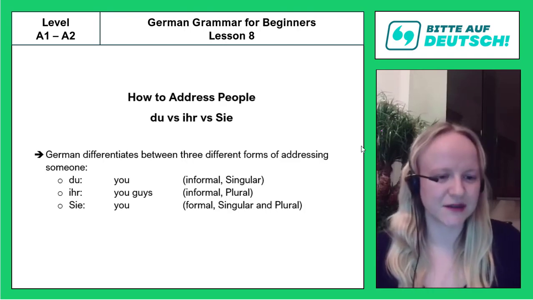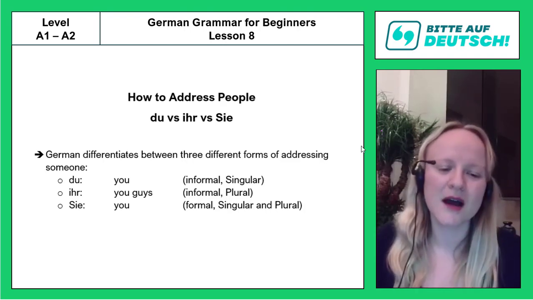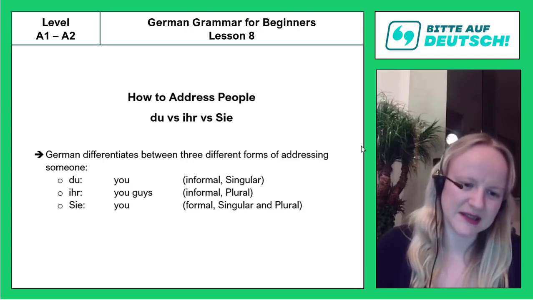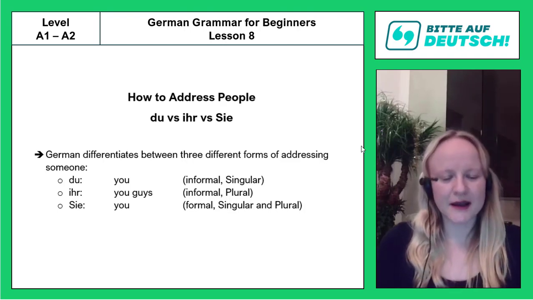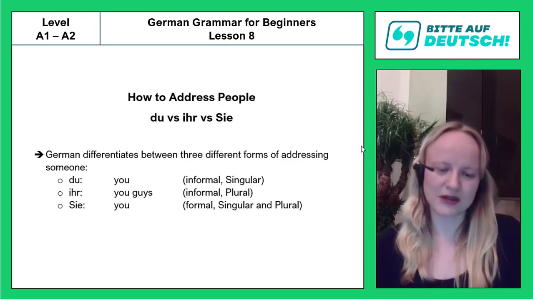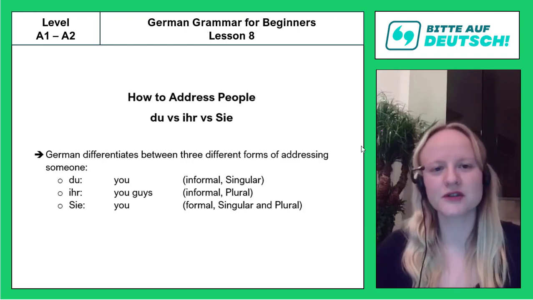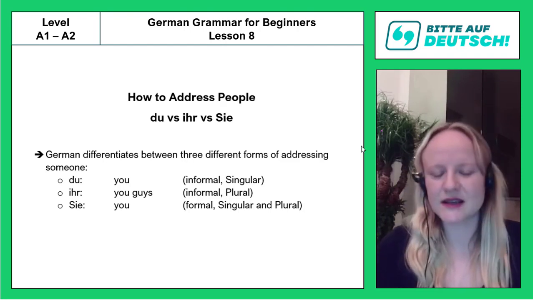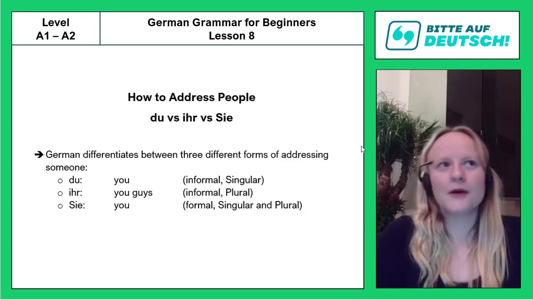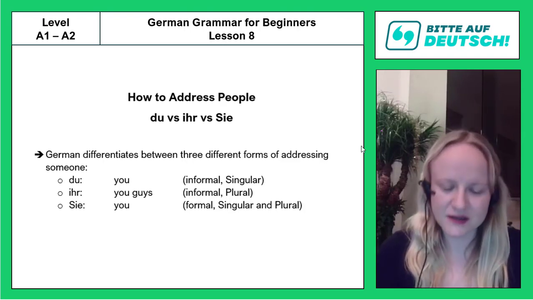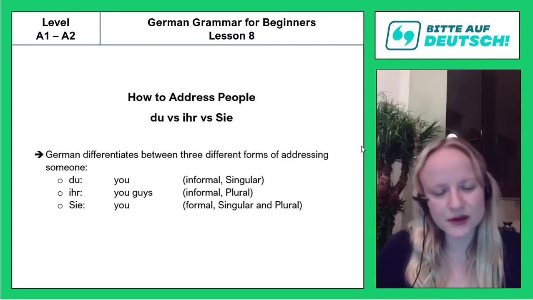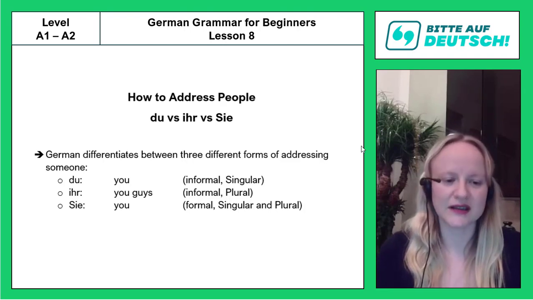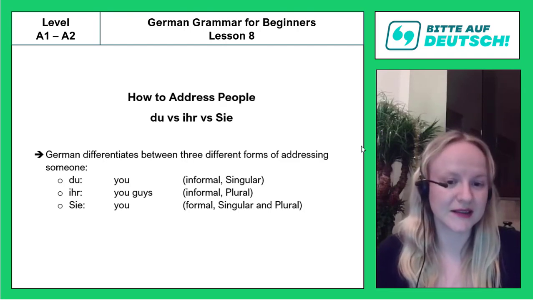And this is exactly the difference to the second one, ihr, which in English sometimes is loosely translated as you guys. This is still in an informal context with people whom you know, but you're talking to more than one person. So let's say you're meeting a couple or a group of friends on the street, or you're talking to several of your family members. You will be addressing them with ihr, you guys.